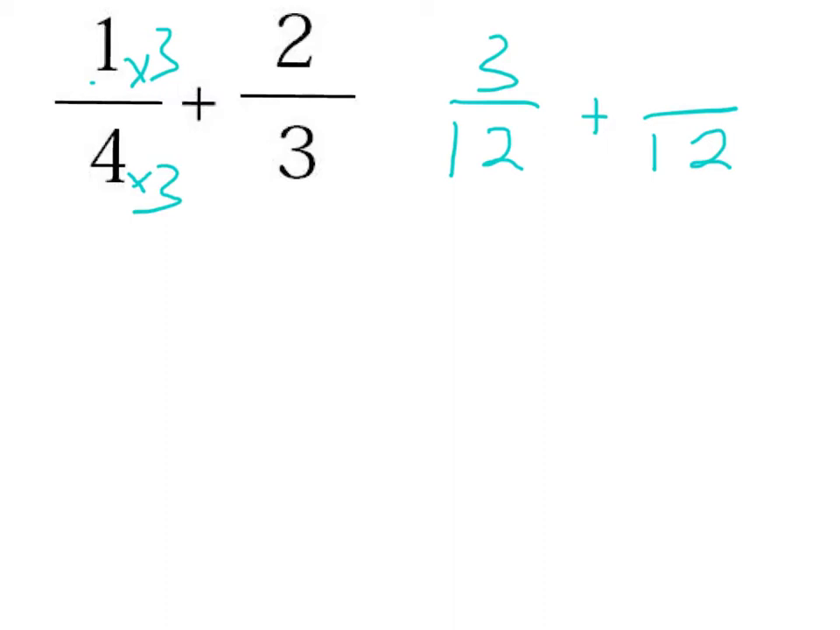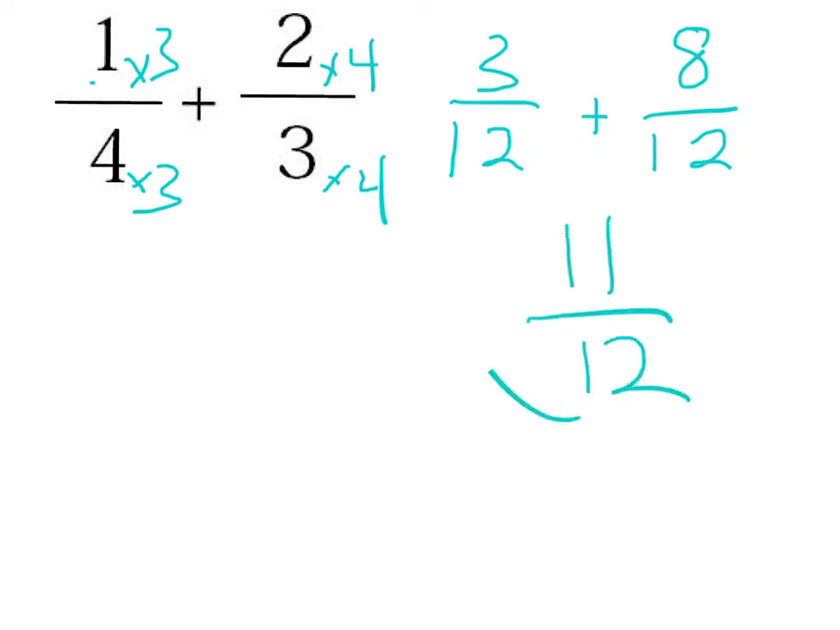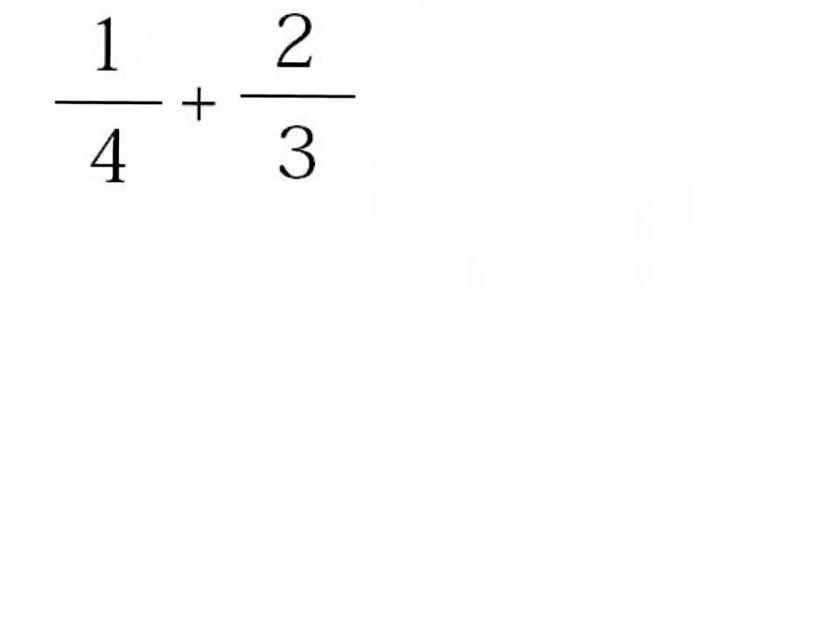Same thing for the second fraction of 2/3. Take the denominator 3. What do I multiply it by to get 12? I'm going to multiply by 4. Same thing for the top. 2 times 4 is 8. Now that we've got equivalent fractions, we can add them. They have the same denominator. We can add the 3 and the 8. We get 11. And now we can just simply put 11 over 12. And that's our answer. Alright, so that's fairly straightforward.